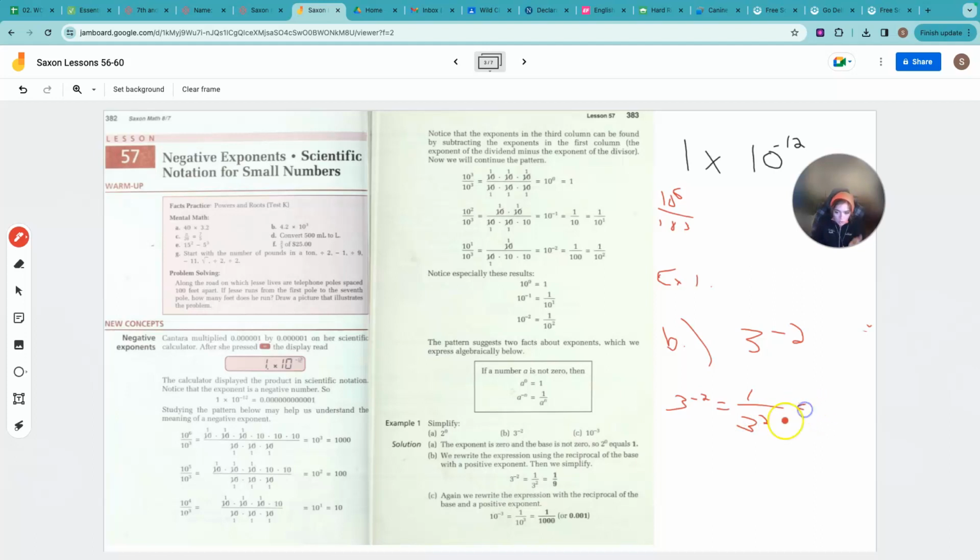So then we have 1 over 3 squared, or 1 over 3 to the second power. So that equals 1/9. That's smaller than the number 3, right? So we know we've done it right at this point. Woo! We did it. So we get 1/9, and that's the answer.